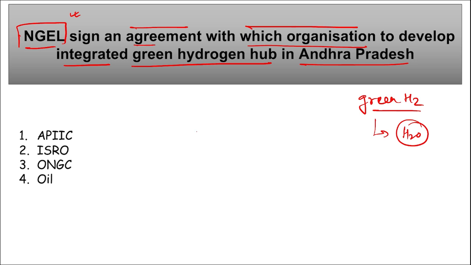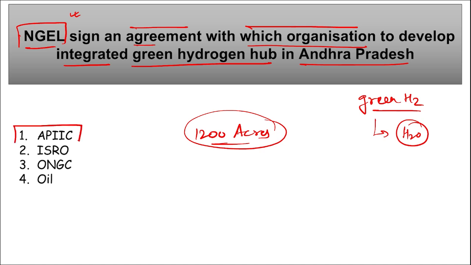A green hydrogen hub across 1200 acres will be developed in Andhra Pradesh. The question is, along with which organization? It is with APIIC, that is Andhra Pradesh Industrial Infrastructure Corporation. I repeat, Andhra Pradesh Industrial Infrastructure Corporation along with NGEL will be developing this 1200 acre green hydrogen hub, and it is in Visakhapatnam, Andhra Pradesh.